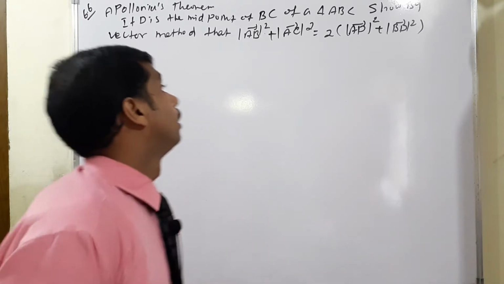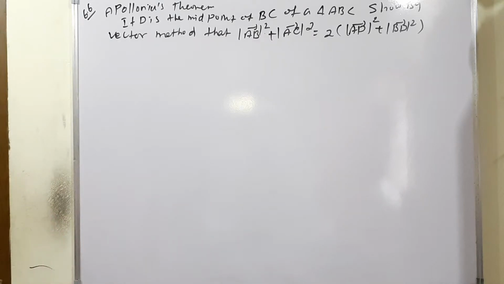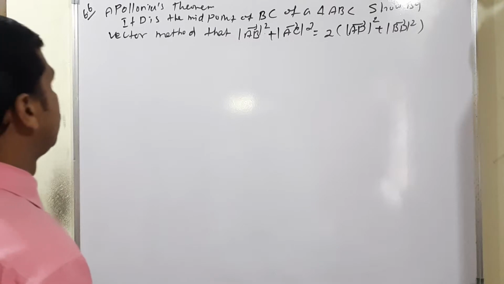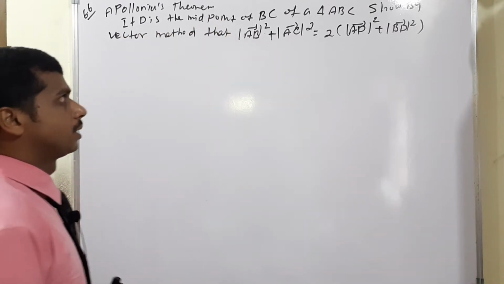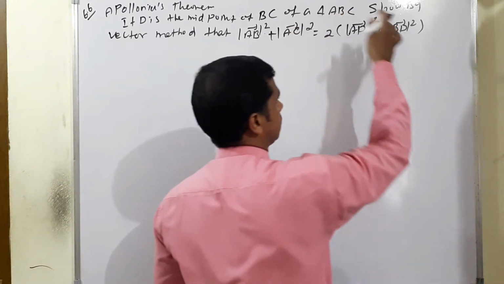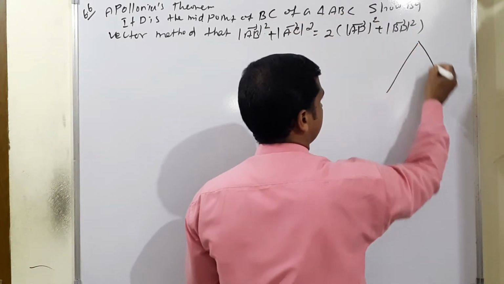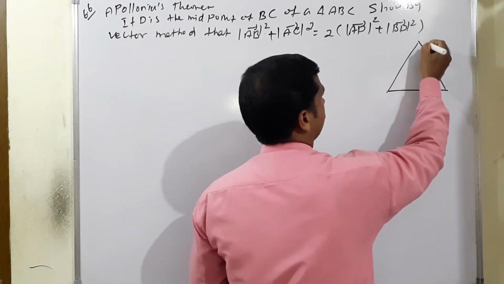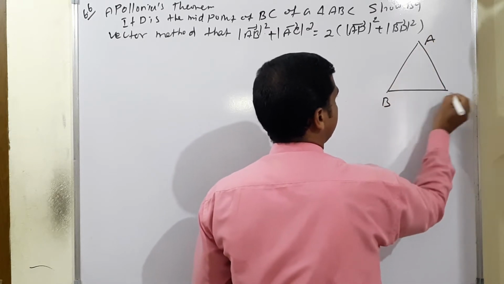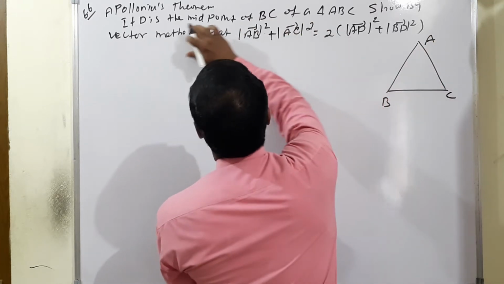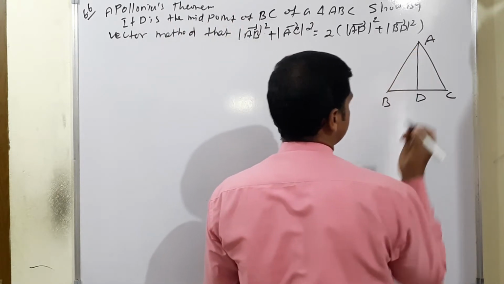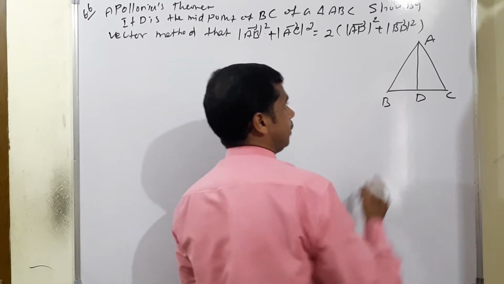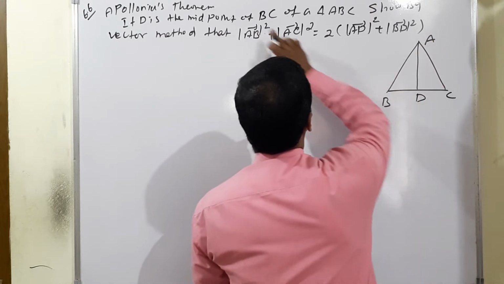I'm moving to example 6.6. That is called Apollonius theorem. One of the important questions. The question is actually very simple. If D is the midpoint of BC of a triangle ABC. For the drawing, consider triangle A, B, and C. The midpoint is given clearly: D is the midpoint of BC.